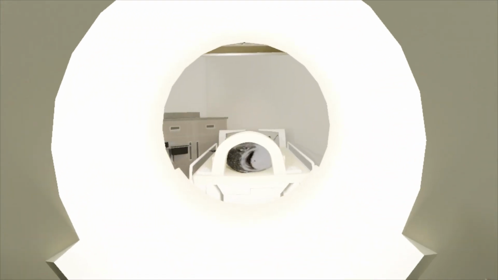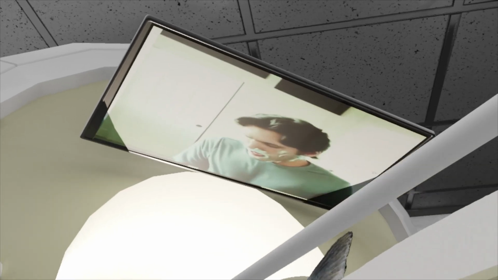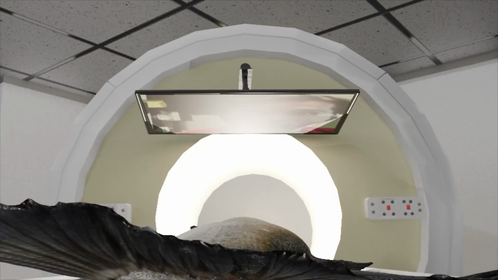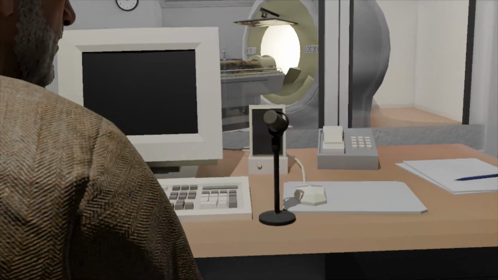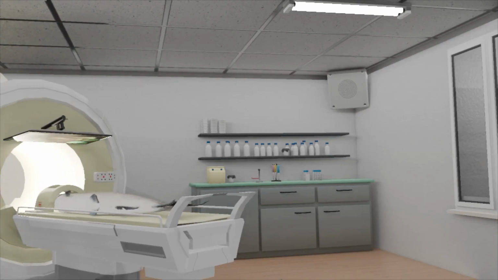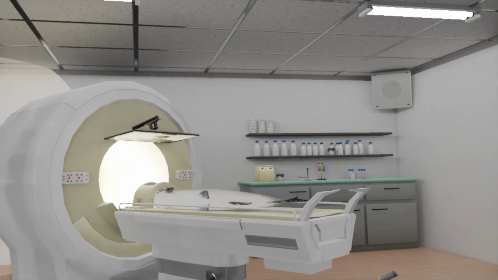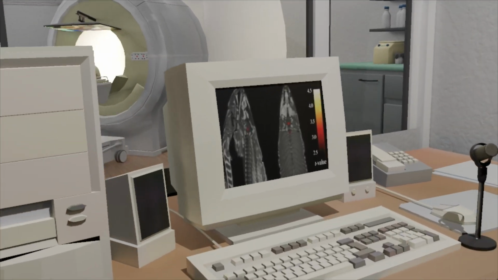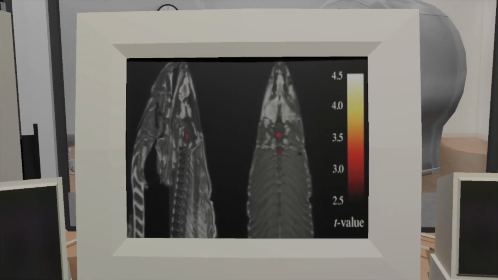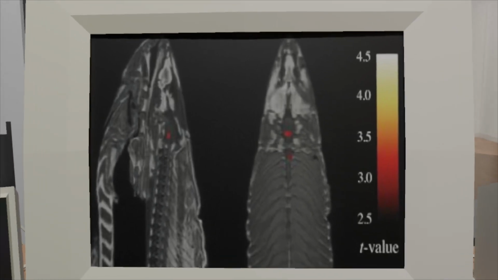While the salmon was in the scanner, it was shown a series of photographs depicting people in a social situation with a specified emotional expression. The salmon was asked to determine what emotion the people in the photos must have been experiencing. Following the scan, the crew analyzed the data and found an anomaly. A section of the salmon's brain lit up in response to the images.